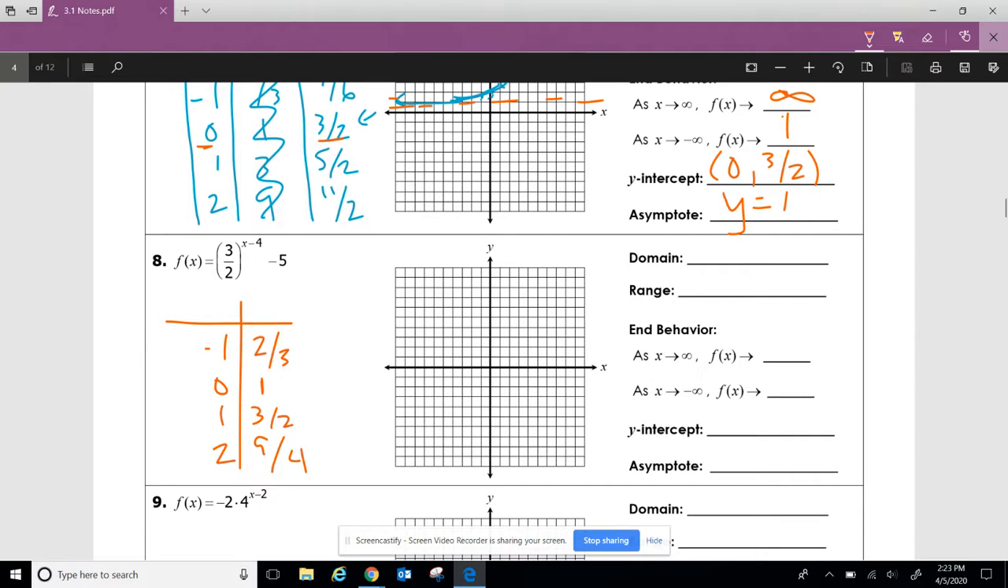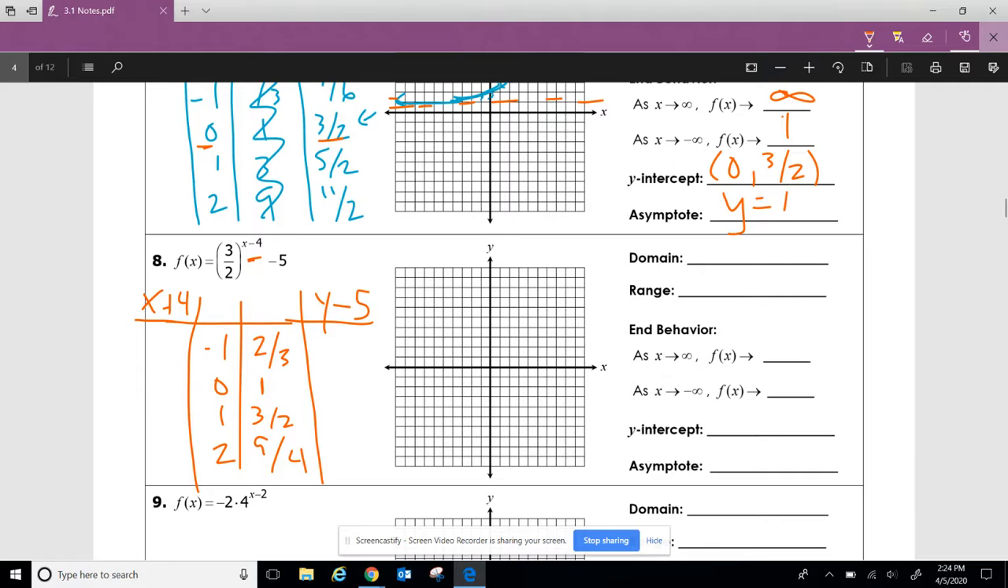So our two different transformations we have going on here. Up here in the exponent, I got a -4. So to all of my x's, I'm going to be adding 4. I'm going to do the opposite of what it says. And then I've got a vertical shift down 5. So to all of these y's, I'm going to be subtracting 5.